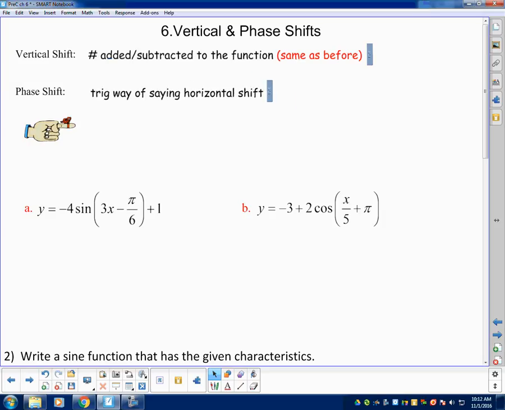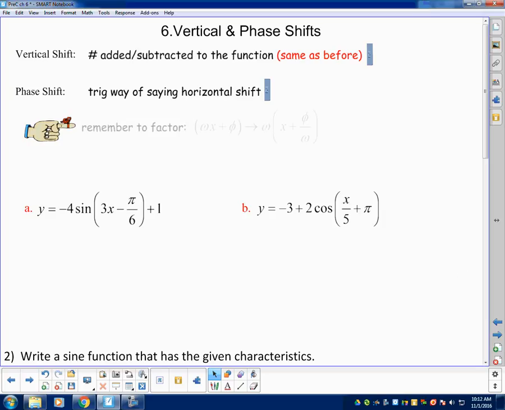Phase shift. Trig way of saying horizontal shift. So it's the same as before. Once again, if you replace x in the square root function, or in the absolute value function, or the x squared function with x minus c, it would shift c units right, and with x plus c, it would shift c units left.